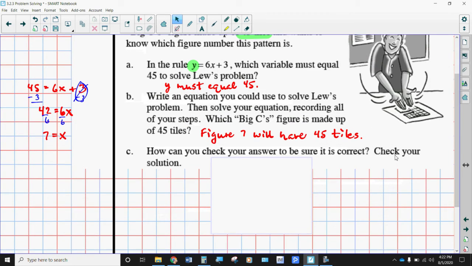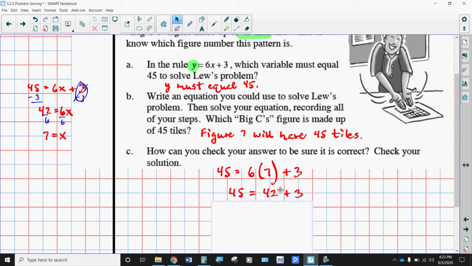So remember, checking is an important element of this. So how can you check your answer to be sure? Well, you should always start with the original equation. The 45 is equal to 6x plus 3, but you want to substitute your answer for x into the expression, or into the equation, I should say, the expression on the right, and then go ahead and simplify. What is 6 times 7? It's 42, and 42 plus 3 is 45. So we know that we've got the correct answer. It must be figure 7 that yields 45 tiles for this particular configuration of tiles.